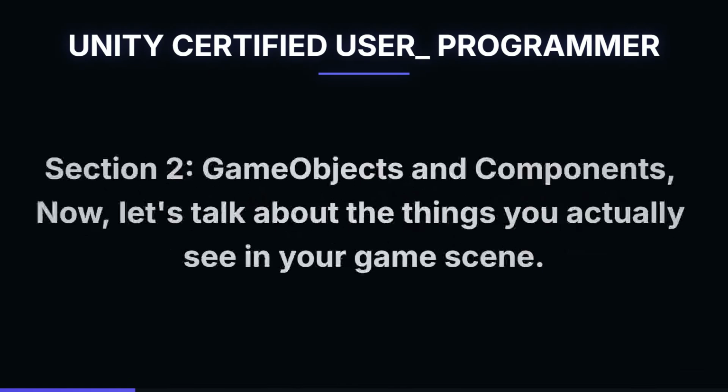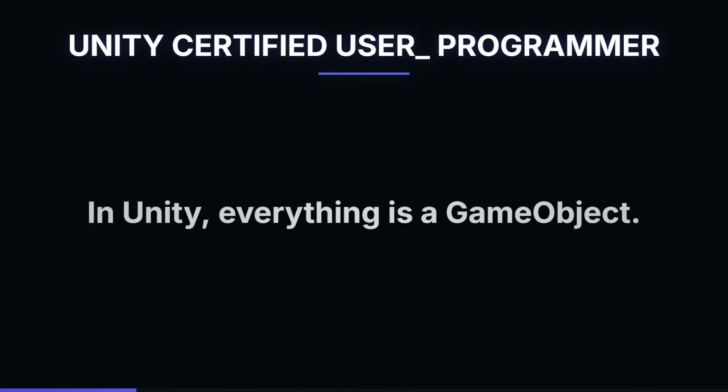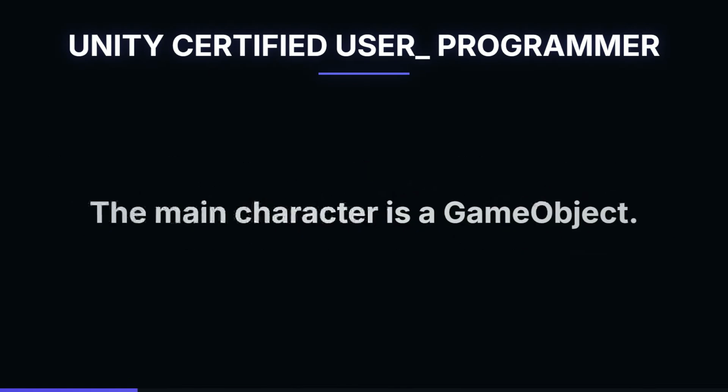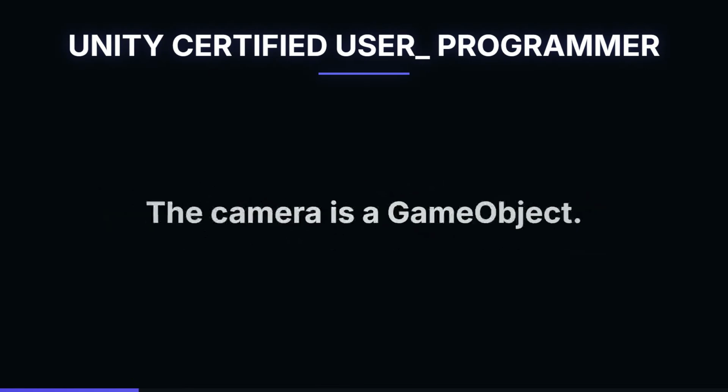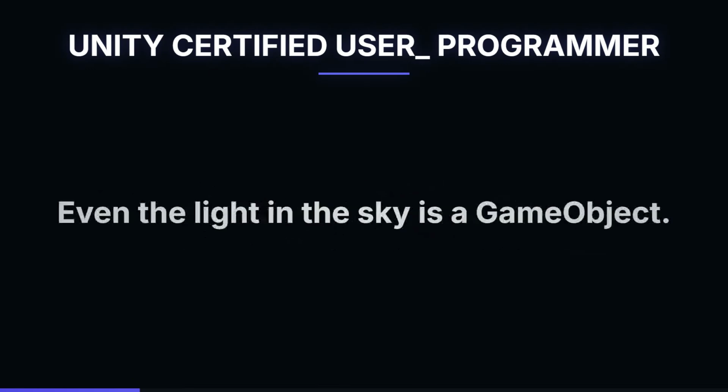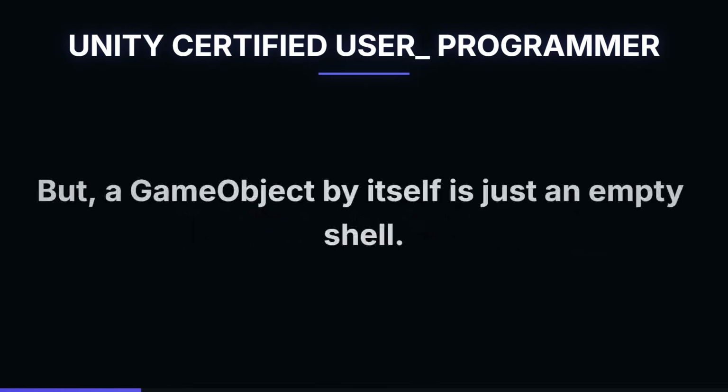Section 2. Game Objects and Components. Now, let's talk about the things you actually see in your game scene. In Unity, everything is a game object. The main character is a game object. The camera is a game object. Even the light in the sky is a game object. But a game object by itself is just an empty shell.